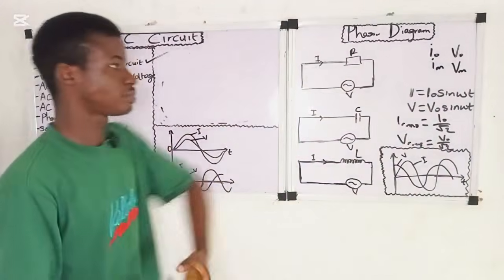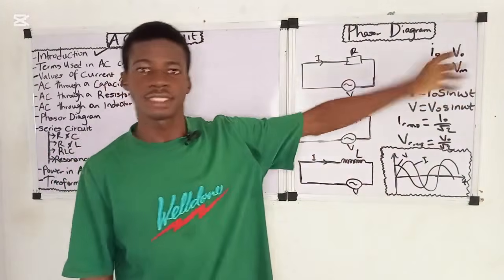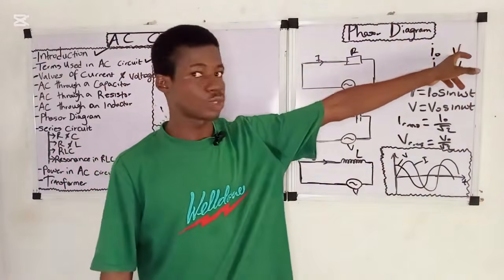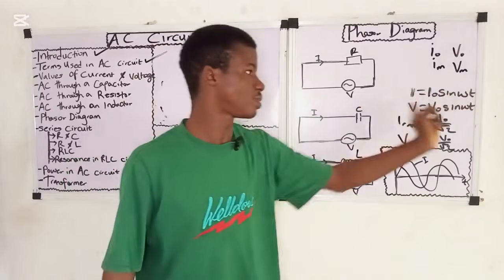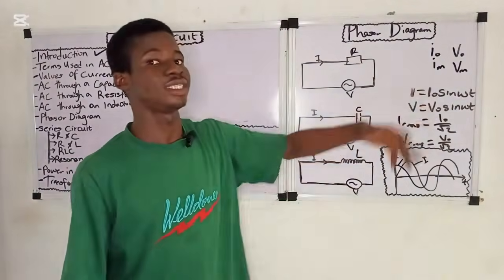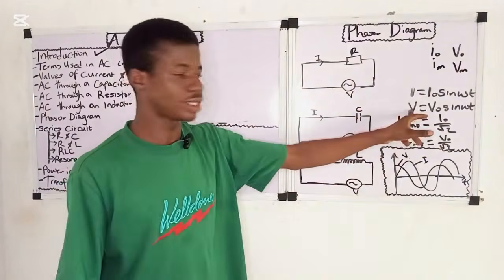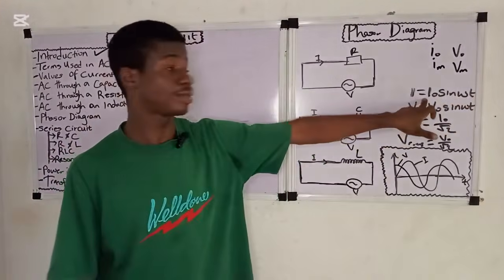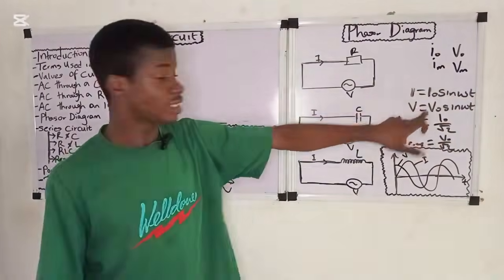Whenever you see something like this, know that they're talking about the peak current, the highest value of current. This one is the peak voltage, the highest value of voltage. Then when you see this, this is the instantaneous value of current, which is the value of current at any instant of time. Same goes for the voltage. Take note of the formula: instantaneous current is equal to the peak current times sin ωt. The same goes for voltage.